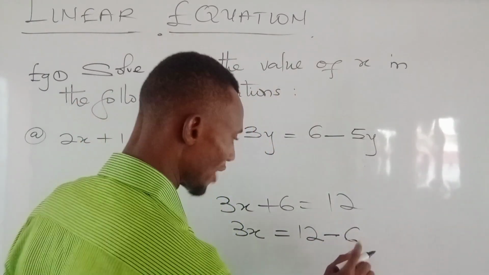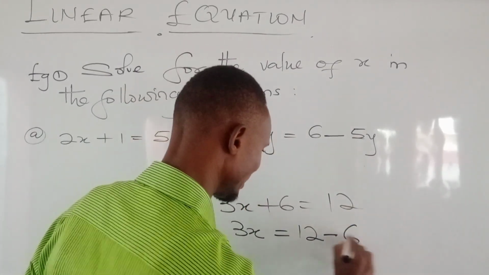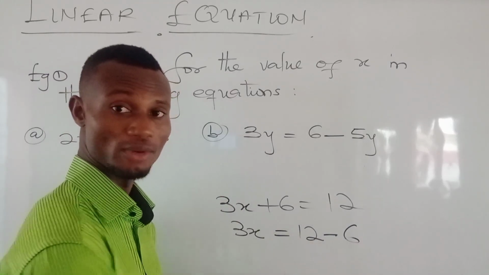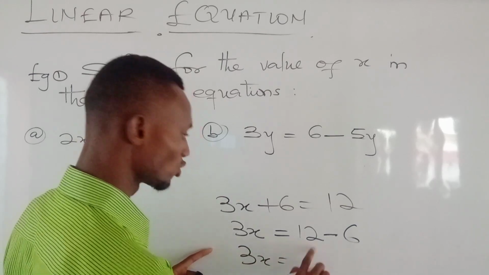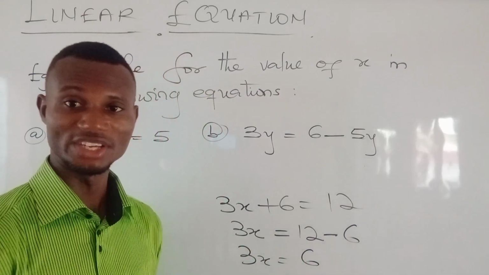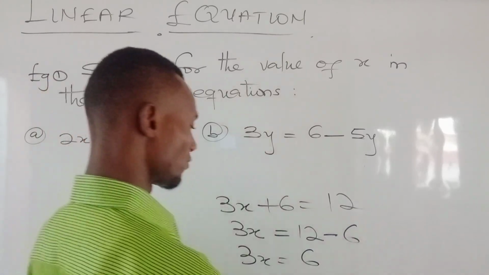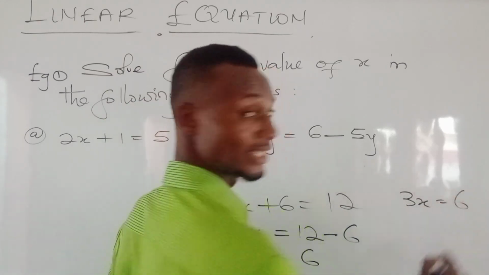So let me write my 6 over, minus 6. Now let's go ahead. The 12 minus 6 we can simplify because they are like terms. So let me repeat: my 3s equals 12 minus 6, which gives me 6. I hope you agree with me. So now what do we do to get our s? Let me continue from here. I have 3s equals 6.